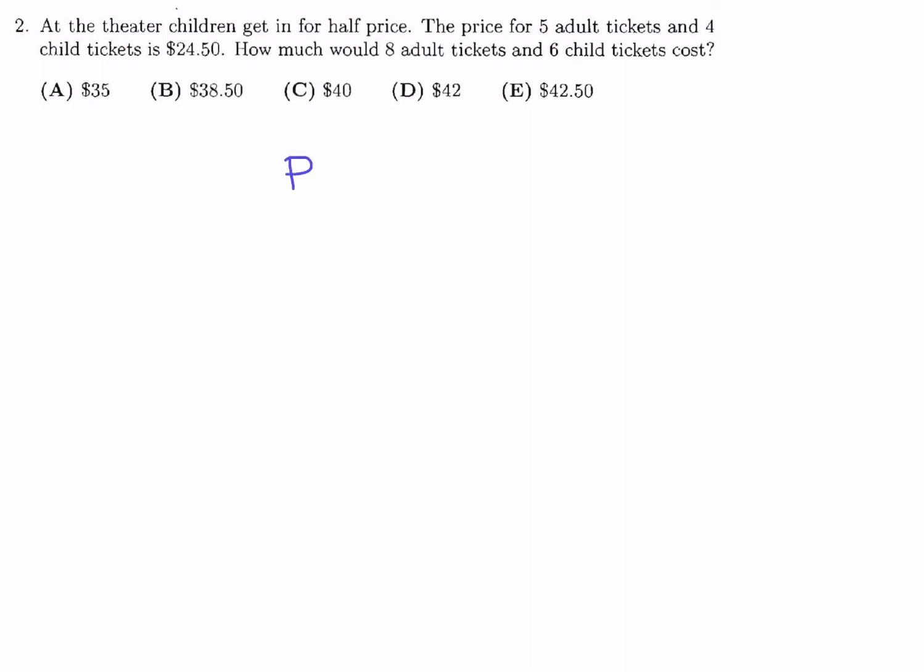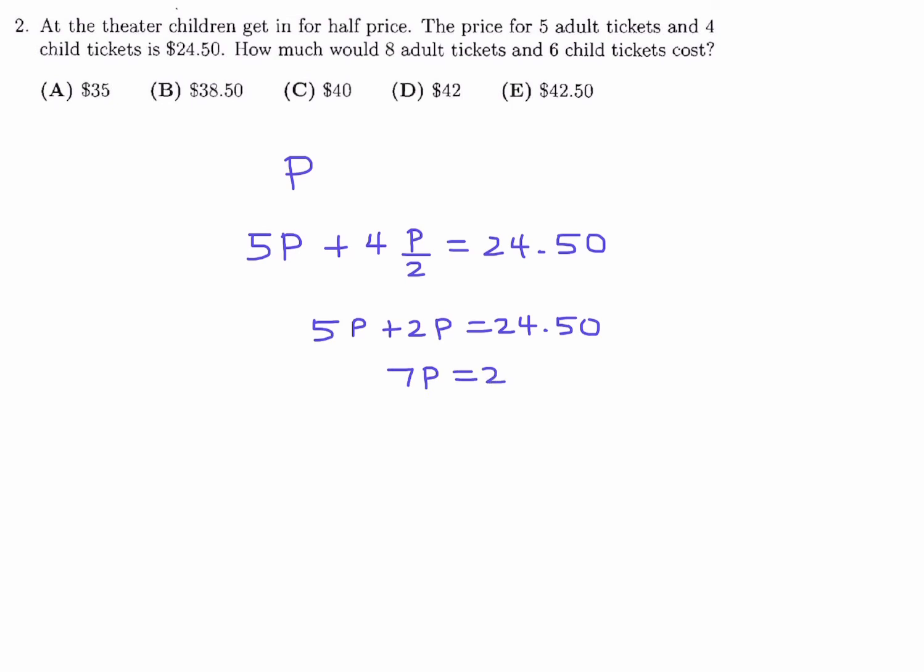Let P be the price of a ticket. So the first part tells me that 5P plus 4 times P over 2 is equal to $24.50. So that means that 5P plus 2P is $24.50, and therefore 7P is $24.50. And that means that P is equal to $3.50.